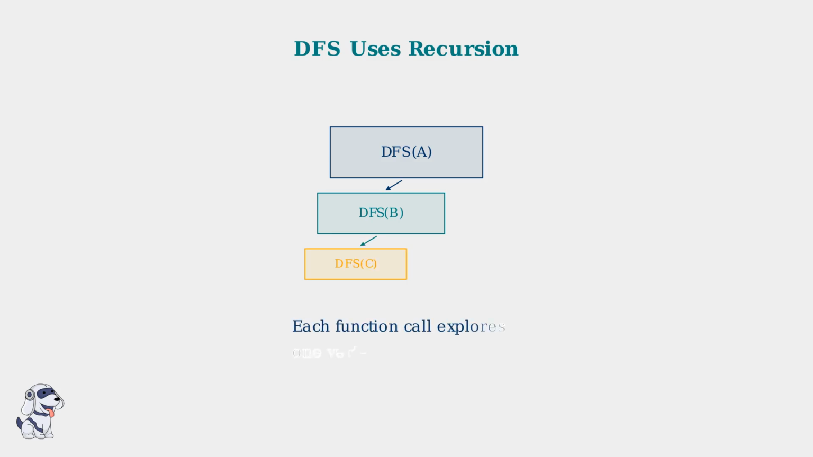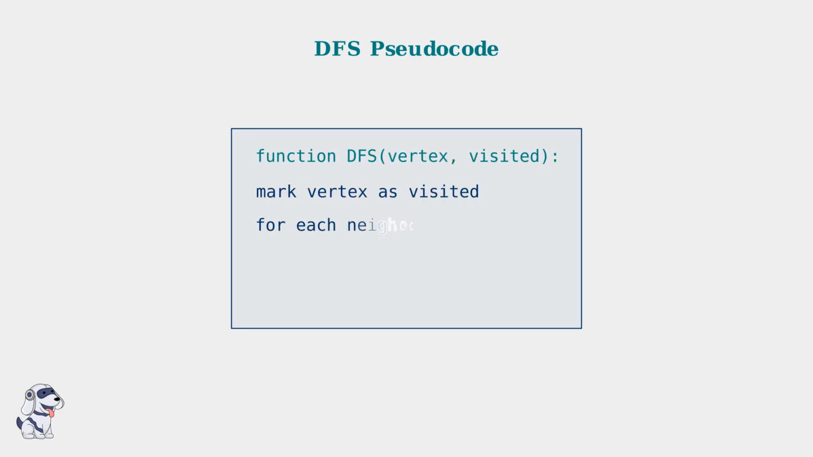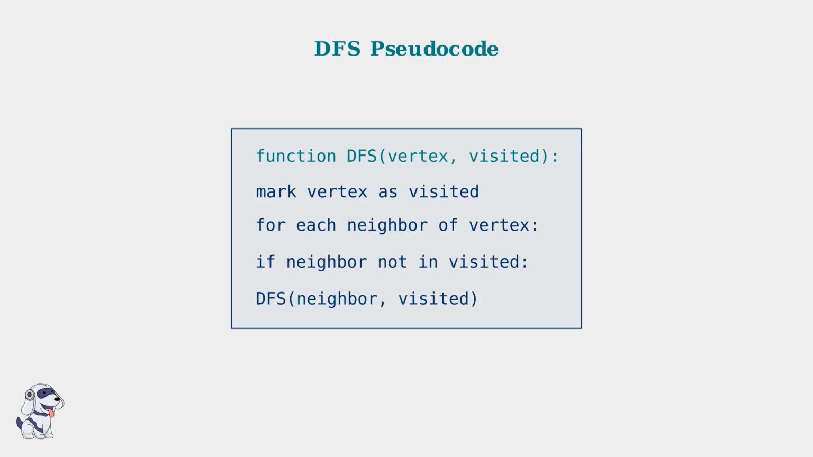Depth-first search is naturally implemented using recursion. The algorithm explores as deeply as possible along each branch before backtracking, making it perfect for recursive implementation. Here is the basic pseudocode for depth-first search. The algorithm takes a starting vertex and a visited set as parameters. It marks the current vertex as visited, then recursively calls itself on each unvisited neighbor.